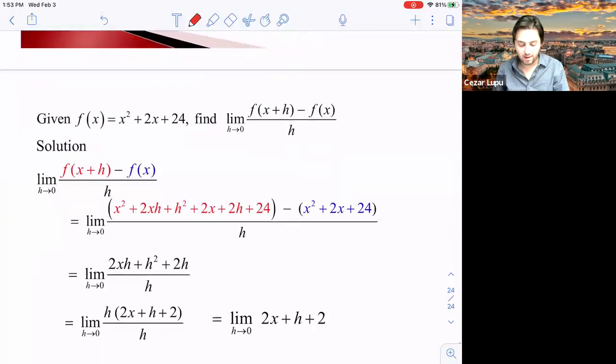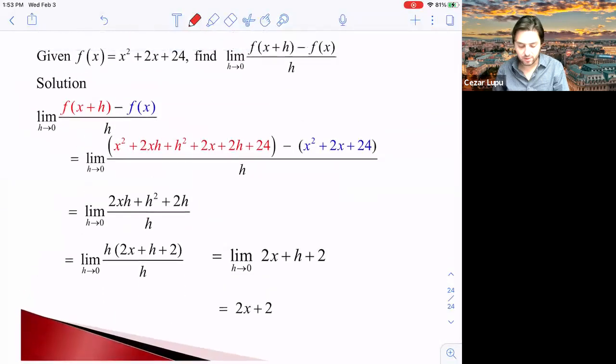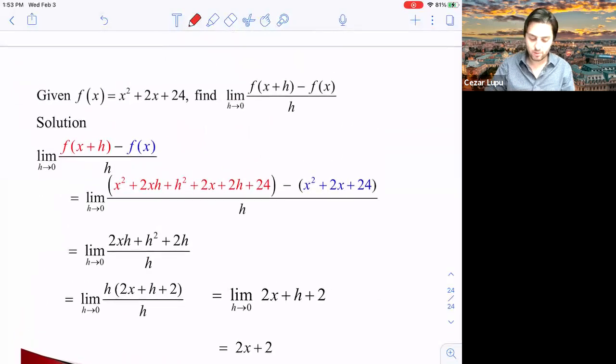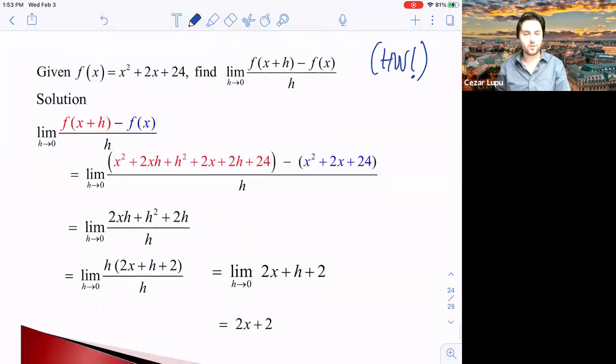Anyway, and the same thing will go for this one. And I'll leave this to you as homework to look at. So homework. The same thing goes for this one. Anyway, you look it up and try to do it by yourself.